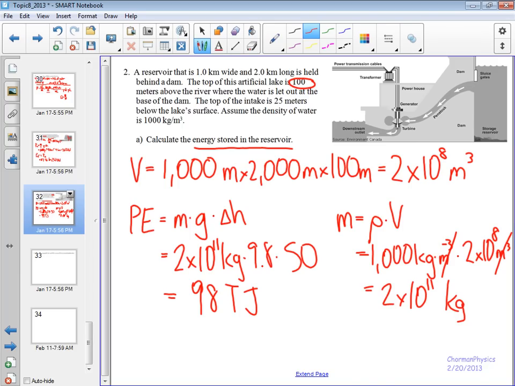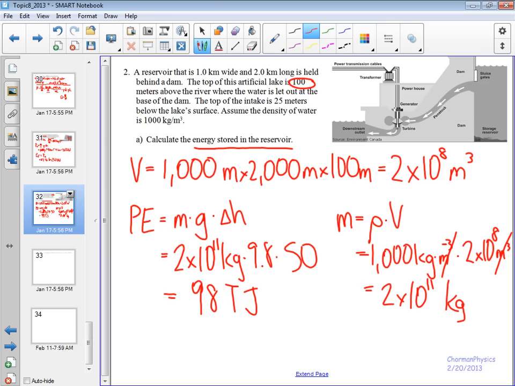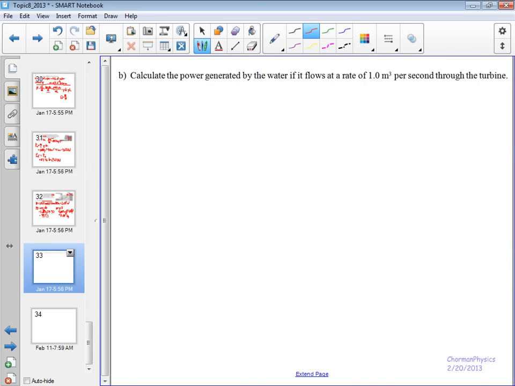Now, because the top of the intake is 25 meters below the lake's surface, we will not be capturing all of that. Instead, since it's 25 meters below the surface, the average change in height, between here and here, at 25, the average delta H is only going to be, for that water, 12.5 meters. So our delta H that we care about here is 12.5 meters.